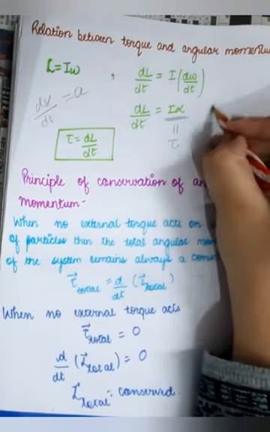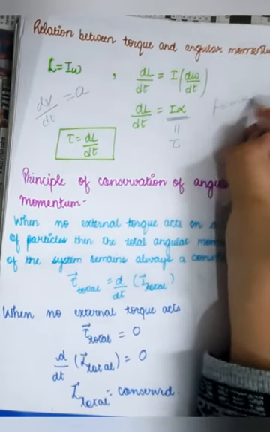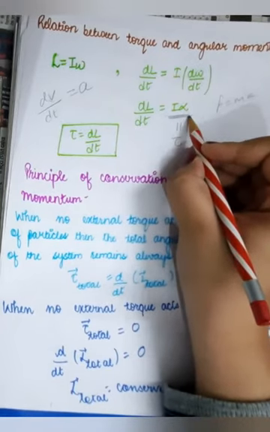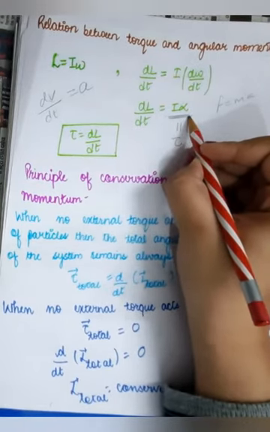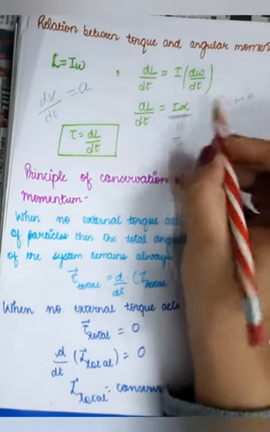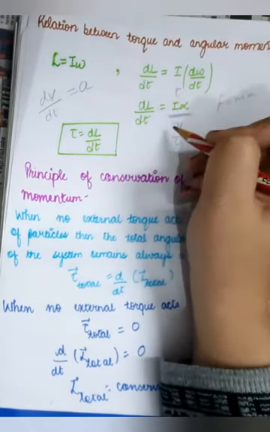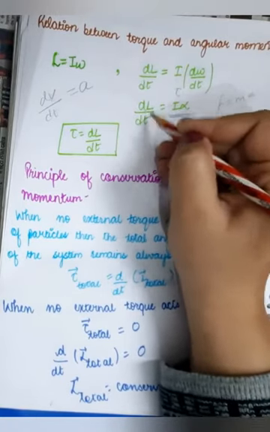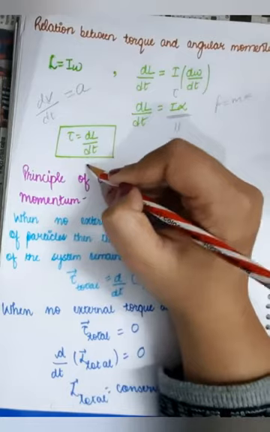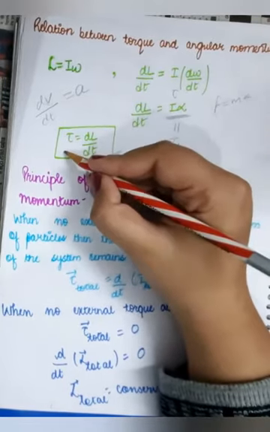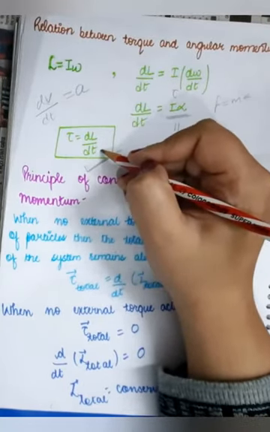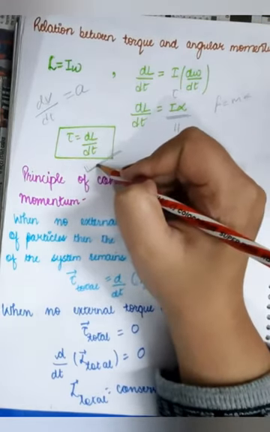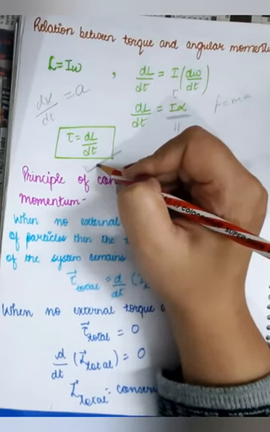Just like force is equal to mass into acceleration, torque is equal to moment of inertia into angular acceleration. So I alpha is equal to tau. If you put tau here, this relation becomes tau is equal to dL by dt. So this is the relationship between torque and angular momentum: torque is equal to the derivative of angular momentum with respect to time.